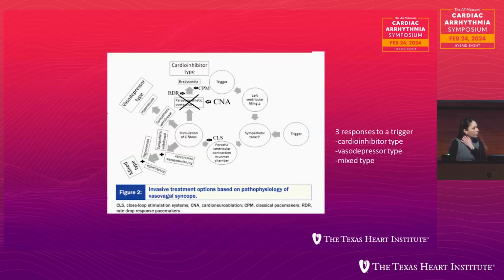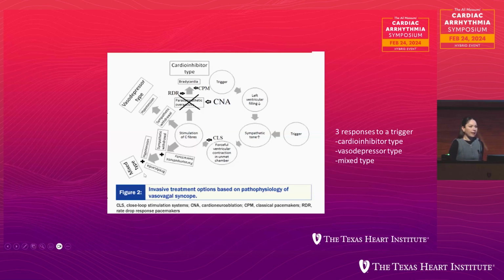There are roughly three different types of vasovagal syncope. There is the cardioinhibitory type, which is led more by a bradycardia. The vasodepressor type, which is more a drop in blood pressure only. And there's the mixed type, which is kind of the double whammy, both blood pressure and heart rate going down.